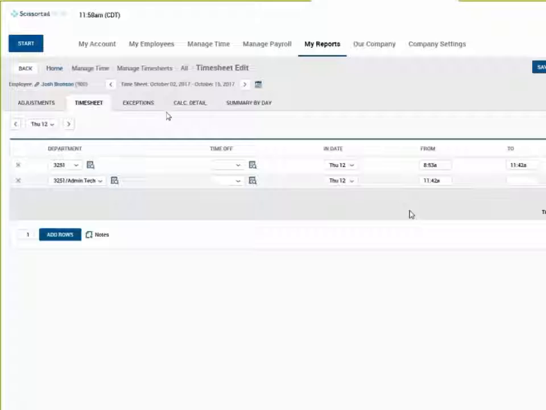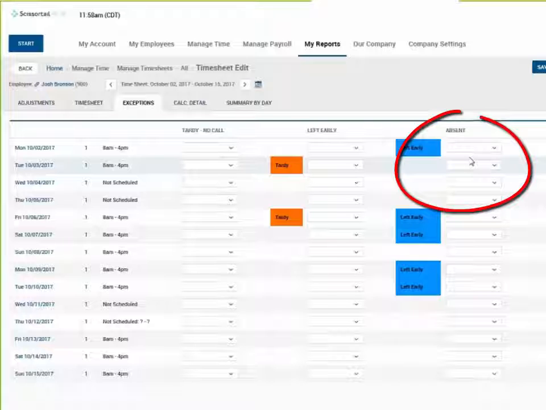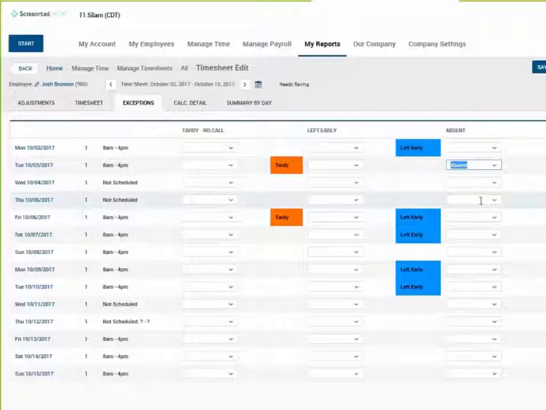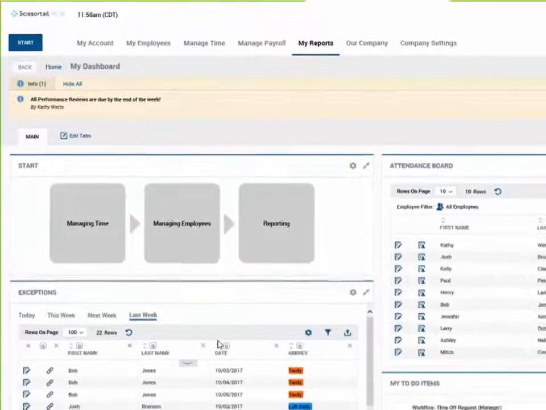Like I could go into Josh's timesheet and jump to the exceptions and give them an exception. I could say this person is absent. Maybe instead of being tardy this day, they were actually absent. And so I can go in and flag them with certain exceptions. But you can also automate that process.